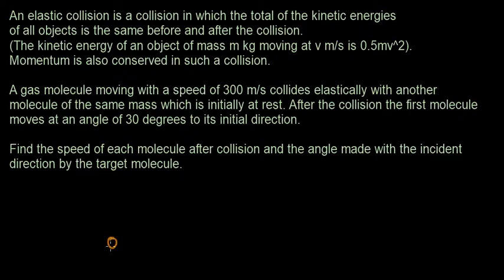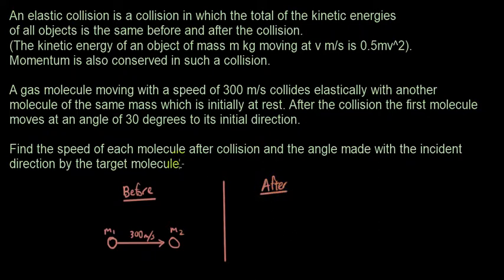So I have the first molecule, which I'm going to call M1, mass 1, because I don't know the mass of it. It moves to the right at a speed of 300 meters per second, and it collides with mass 2, which is not moving. Now this is before the collision, so I'm going to put "before." Now what happens after the collision?